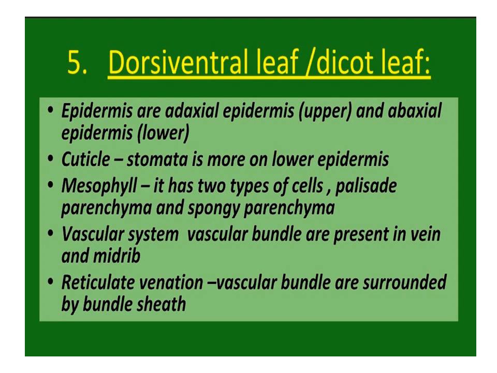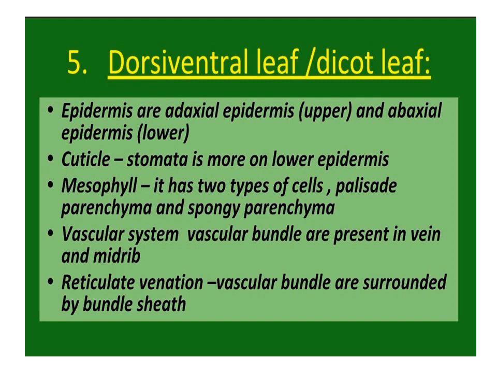Dorsiventral leaf, or dicotyledonous leaf. A vertical section, VS, of a dorsiventral leaf reveals three main parts, namely epidermis, mesophyll and vascular system. The epidermis covers both the upper and lower surfaces, called adaxial (upper) and abaxial (lower) epidermis respectively, and it also bears cuticle on the outer side. The abaxial epidermis bears more stomata than the adaxial epidermis.